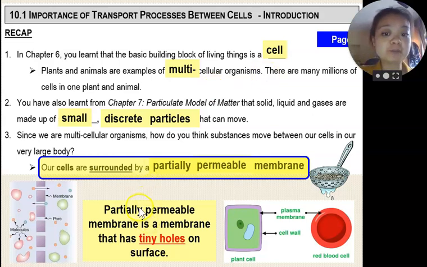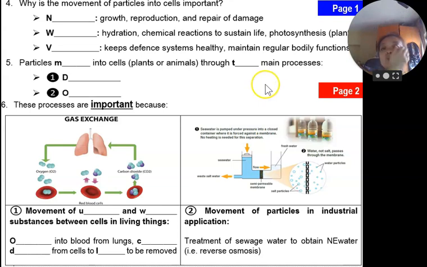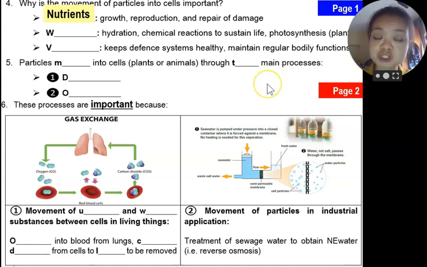So a partially permeable membrane, why is it partially permeable? It's because it has tiny holes that will prevent the entry or the exit of large substances or large particles. All right? So why is the movement of particles into cells so important? The movement of particles into cells is important because, number one, cells require nutrients for growth, reproduction, and repair of damaged cells or damaged tissues.